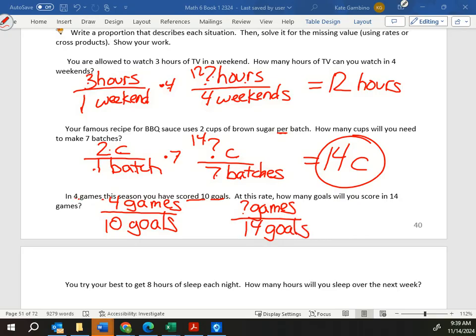We're so used to putting that question mark on the top for the first two, but look at this. How many goals will you score in 14 games? Did you match them up right? No. We're so used to putting that question mark on the top, but the question mark doesn't always have to go on the top. It's asking us how many goals, so my question mark goes down by the goals. And it's telling us there's 14 games, so I'm going to put that 14 on top.